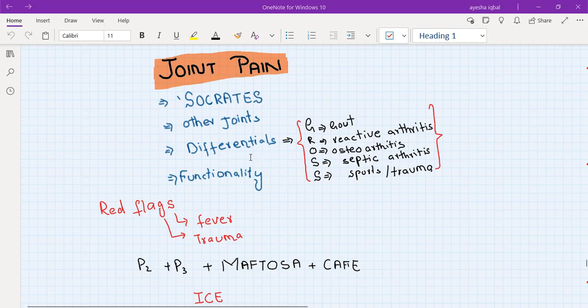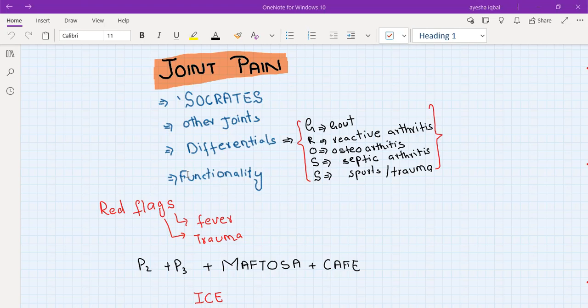All right. Now, as you can see here, I have written functionality. Now, this point is the one that I would like to emphasize a lot because, as you already know, we ask about psychosocial in most of the stations. In each station, we ask about psychosocial, which includes so whom do you live with, and what do you do for a living, and is this condition affecting your job, and is this condition affecting your daily life. But this becomes even more essential in rheumatology when a patient presents with joint pain or when a patient presents with muscle pain or muscle aches. This is the absolute essential point which you cannot miss at all.